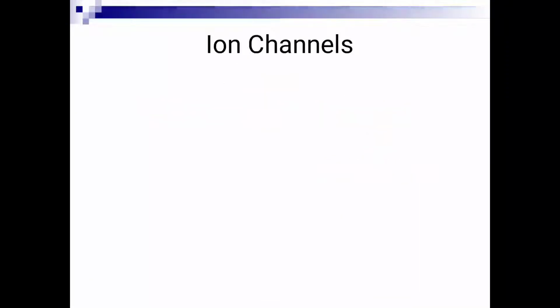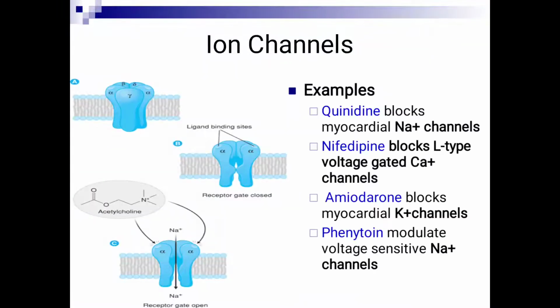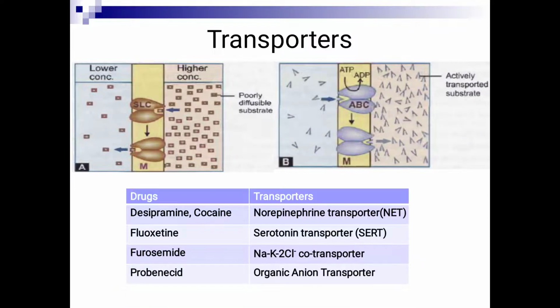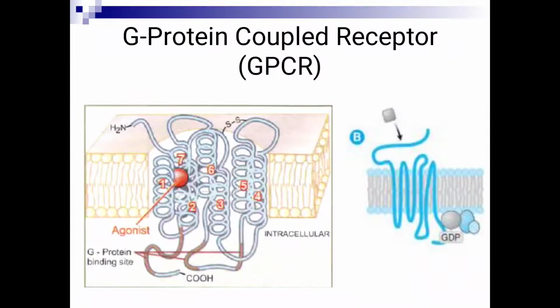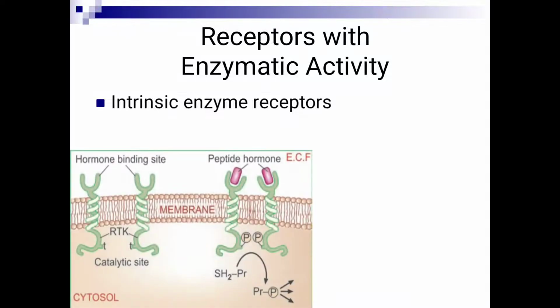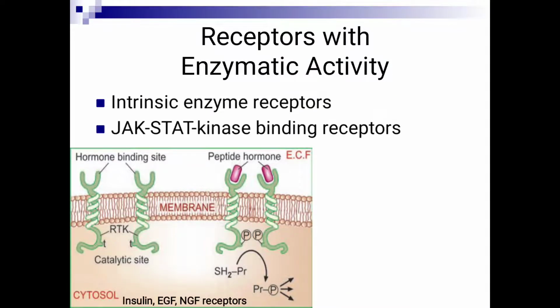action through ion channels, action through transporters, and we have already seen G protein coupled receptors in the last lecture. So our today's session is on receptors with enzymatic activity. There can be intrinsic enzyme receptors or JAK-STAT kinase binding receptors.